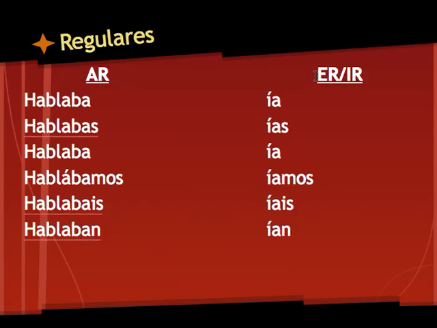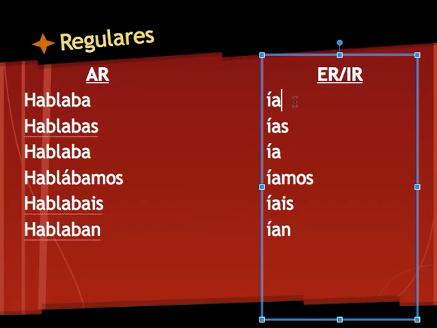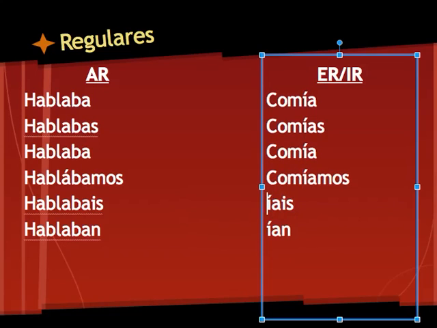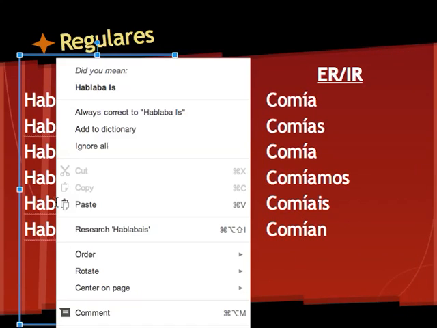Then ER and IR, just like in the preterite, have the same endings. Okay, the same endings, both for ER and IR. So a verb like comer and a verb like vivir would both conjugate with the same endings. So these are the endings. Every single one of them has an accent, so keep that in mind. Ia, ias, ia, iamos, iais, ian. So if I have, for example, comer: comía, comías, comía, comíamos, comíais, y comían. So again, these are the regular conjugations, okay?